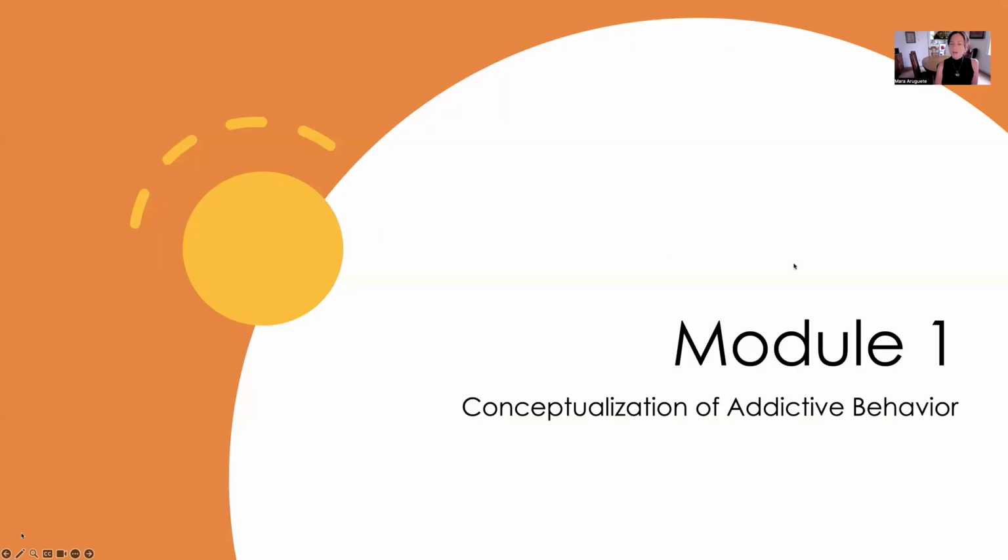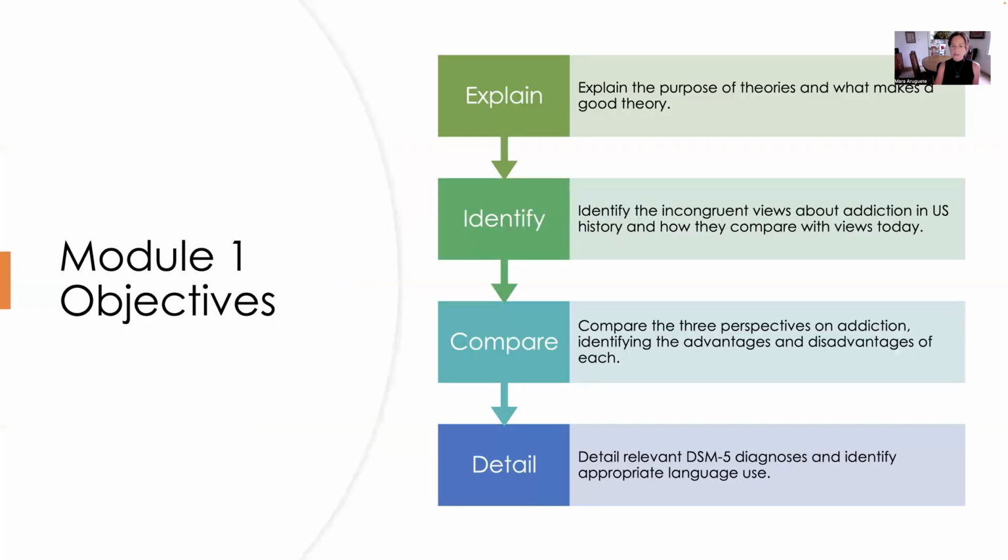Okay. So Module 1 is about conceptualization of addictive behavior. We're going to talk a little bit about the history of addictive behavior. These are the objectives, the things that you need to know for this module to do well on the quiz at the end of the module. So I want you to be able to explain the purpose of theories and what makes a good theory, and identify the incongruent views about addiction in the U.S. history and how they compare with views today. We'll talk about those two today.